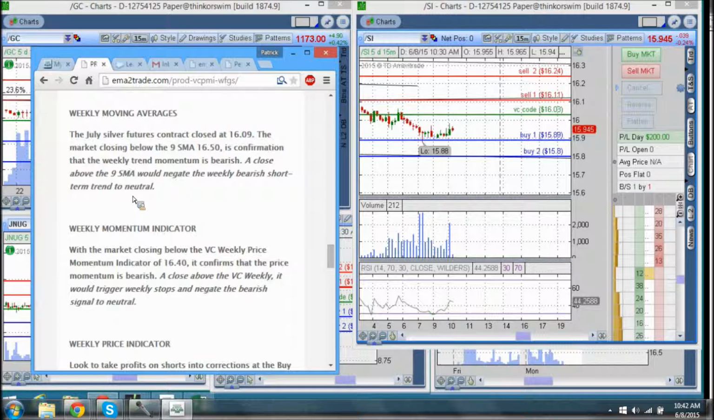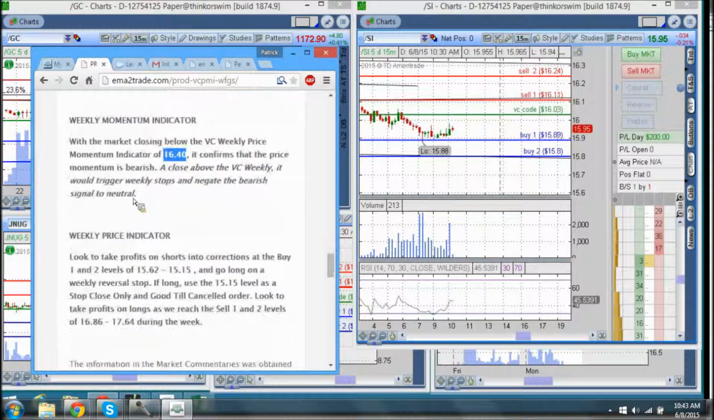With the bearishness in the market, it tells you basically that the market is closing below the VC weekly price momentum indicator of 1640, which is the pivot for the week. The moving average for the week is 1650. So you begin to see how important this price level seems to be on the weekly signal: closing above 1640 to 1650 would basically trigger weekly stops and negate the bearish signal to neutral. A second close above 1640 would activate the uptrend.